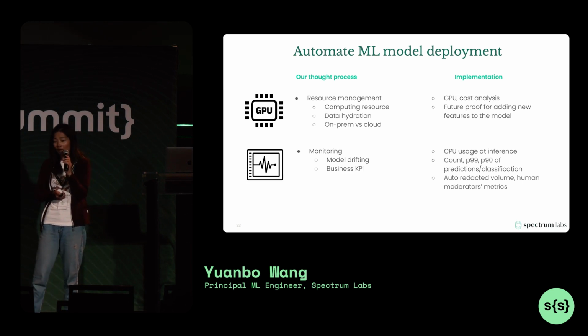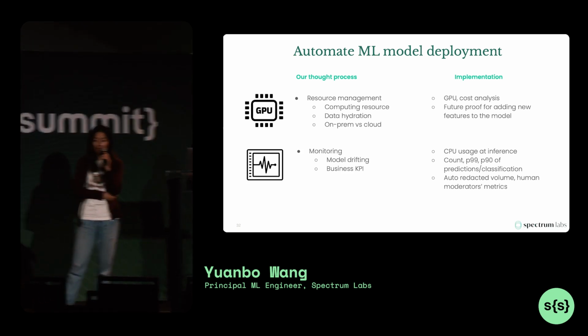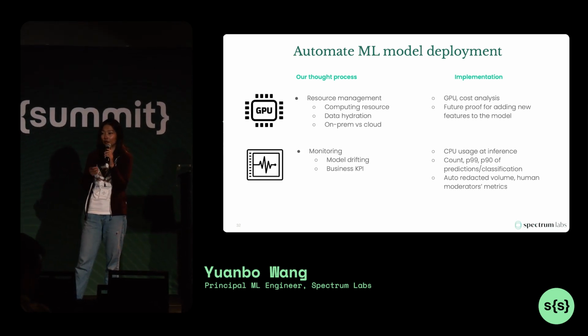Also CPU usage, what is the count of predictions? Are we actually generating a distribution of predictions rather than just 0 and 1? So there's always a lot of things that you can validate in the monitoring process. So you always want to be mindful when you're building a pipeline.